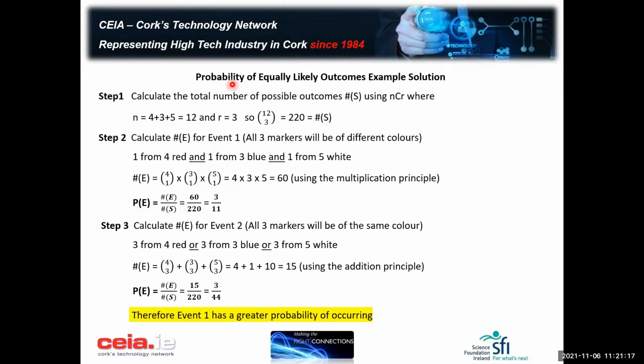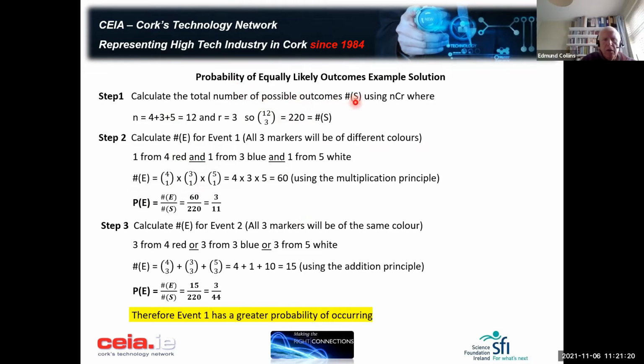So the total number of possible outcomes, i.e. the sample space, is this. It's 3 from these 12 markers. I know it's a little tricky to get your head around, but that's the sample space. That's the total different combinations of the 4, 3, and 5 different colors. Okay.